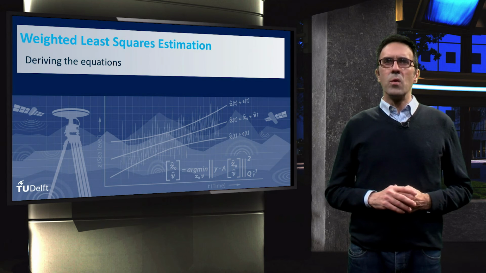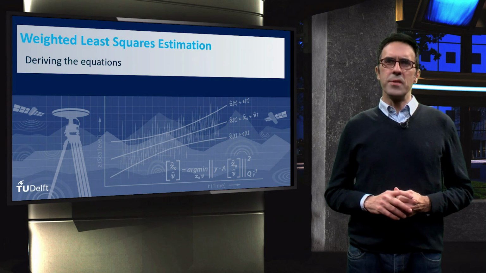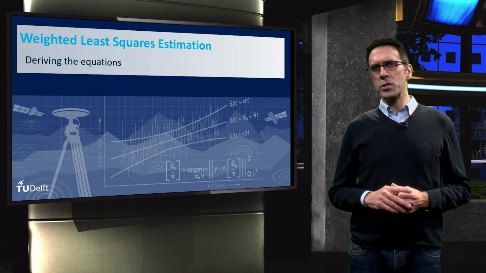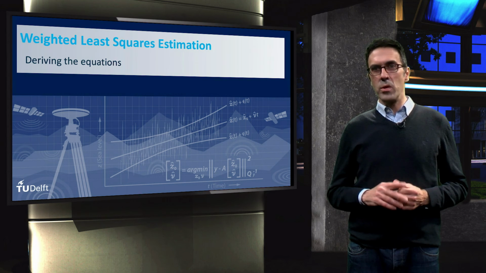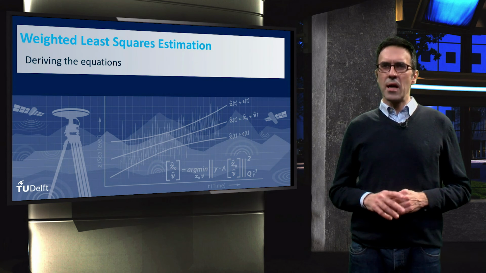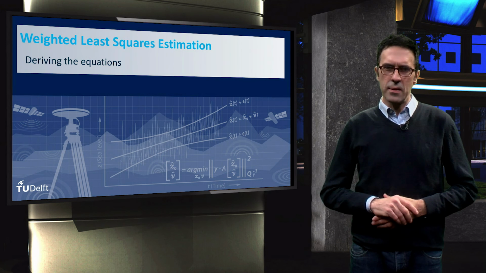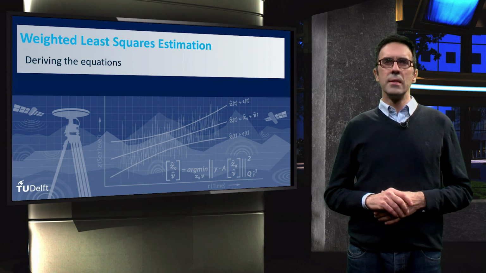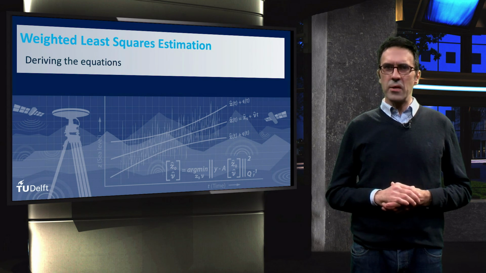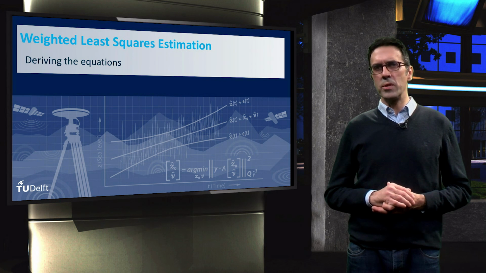In this video, we elaborated on how we could derive the set of equations for weighted least squares estimation. When the weight matrix is given, this now enables us to estimate the unknowns. In the following videos, we will find out how we can find the optimal weight matrix for each problem.